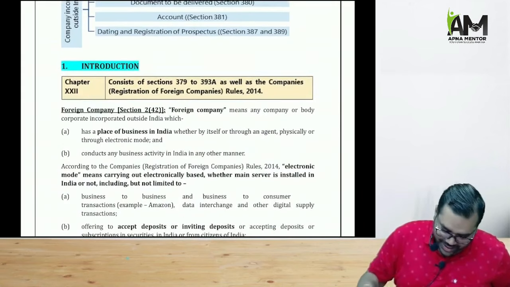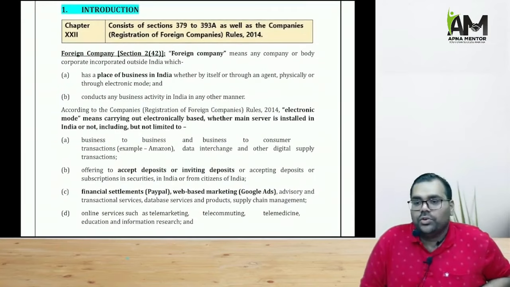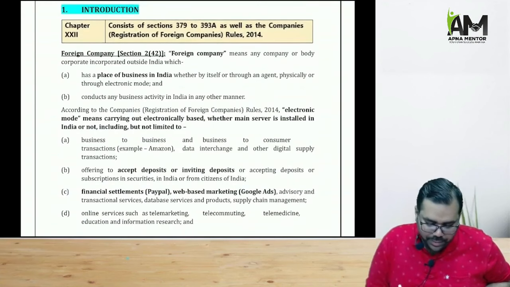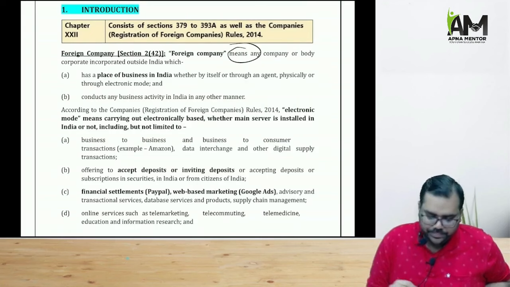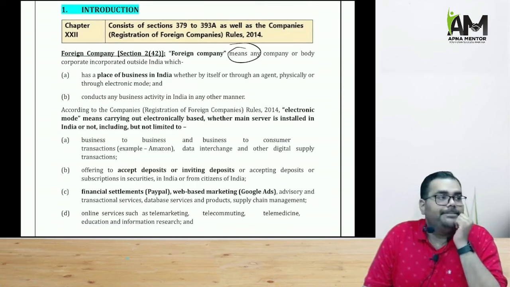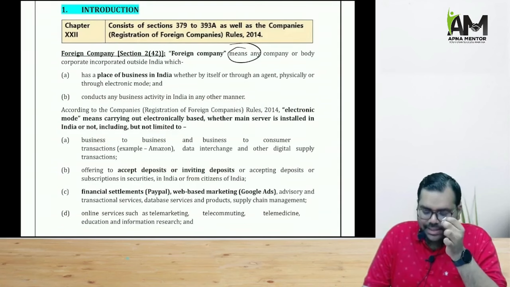Now, the definition of foreign company is given in section 2 clause 42. This is an exhaustive definition. Foreign company means any company or body corporate incorporated outside India which has a place of business in India.